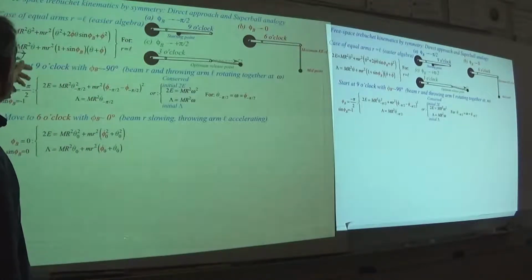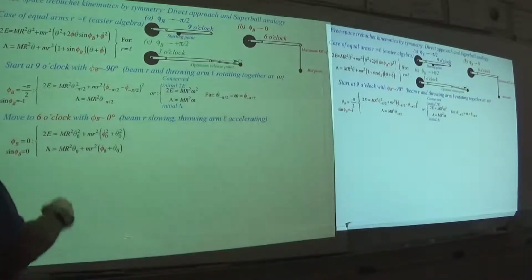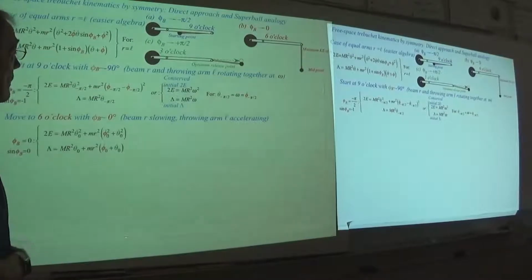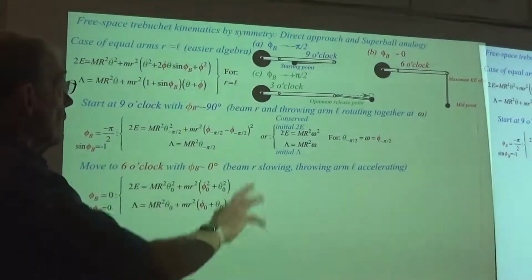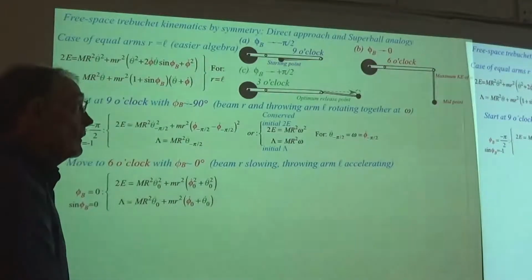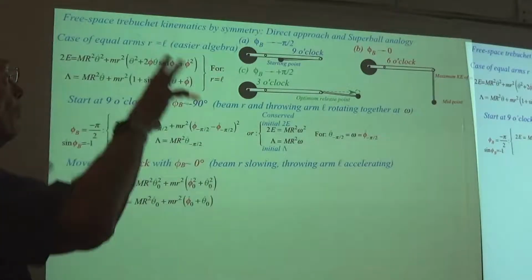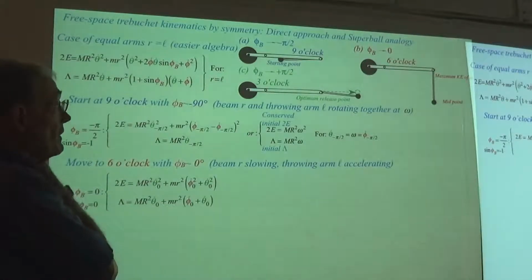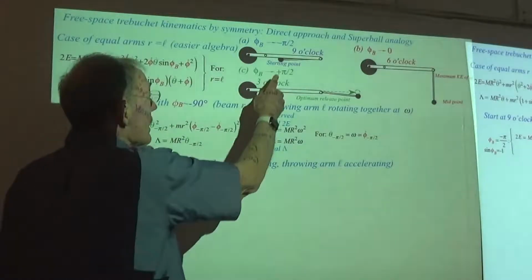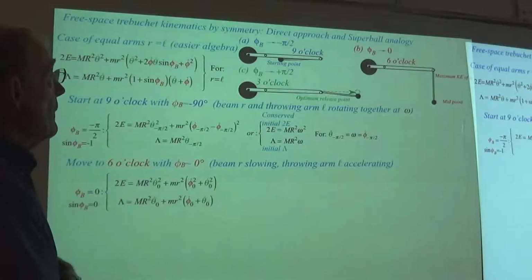Using these equations, we have 2 times the total energy, this thing in general, and the total angular momentum is this lambda here. Both of those are regarded as constants throughout the motion. This is what we've been given by the Chinese warriors that have put the thing into an angular thing, and then it's going to open up. Okay, so starting with 9 o'clock right here, that's theta b, beam relative, minus 90.